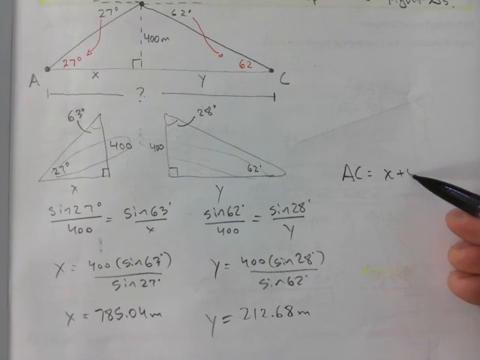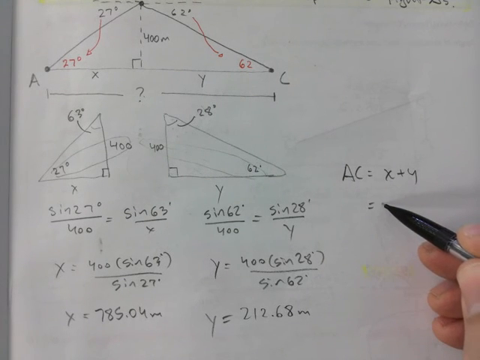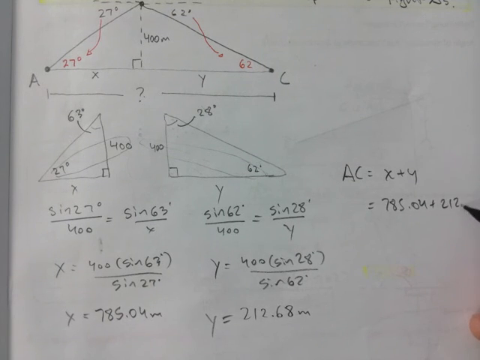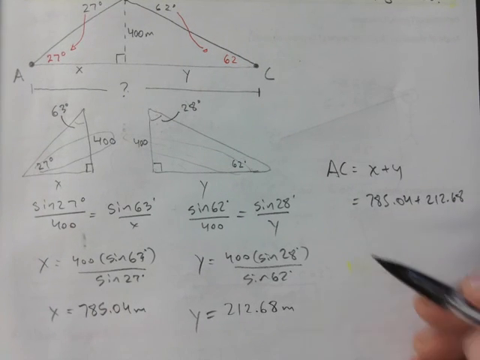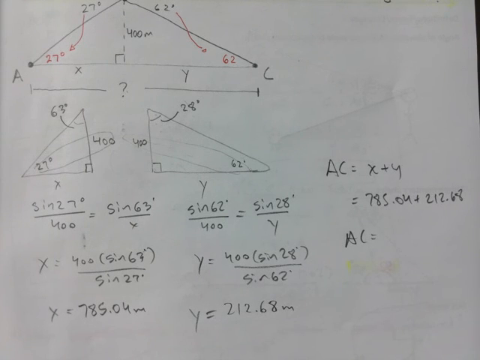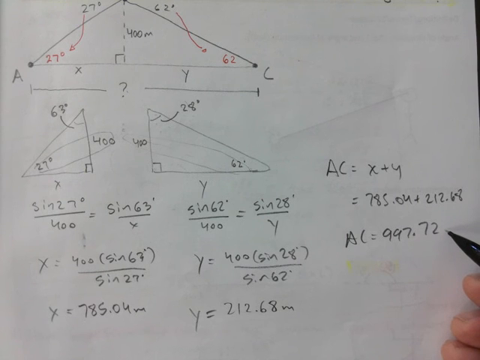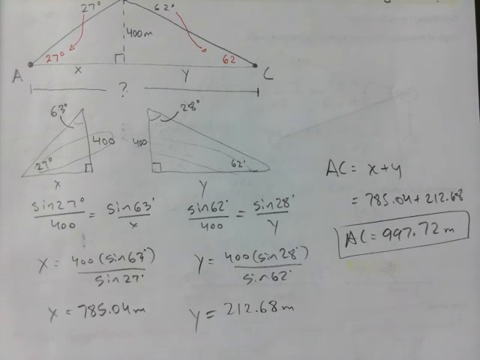AC is going to be x plus y, which is 785.04 plus 212.68. AC is 997.72 meters, almost a kilometer. If I wanted to, I could say, hey, if you travel 80 kilometers an hour, how long would it take to get there? No time for that.